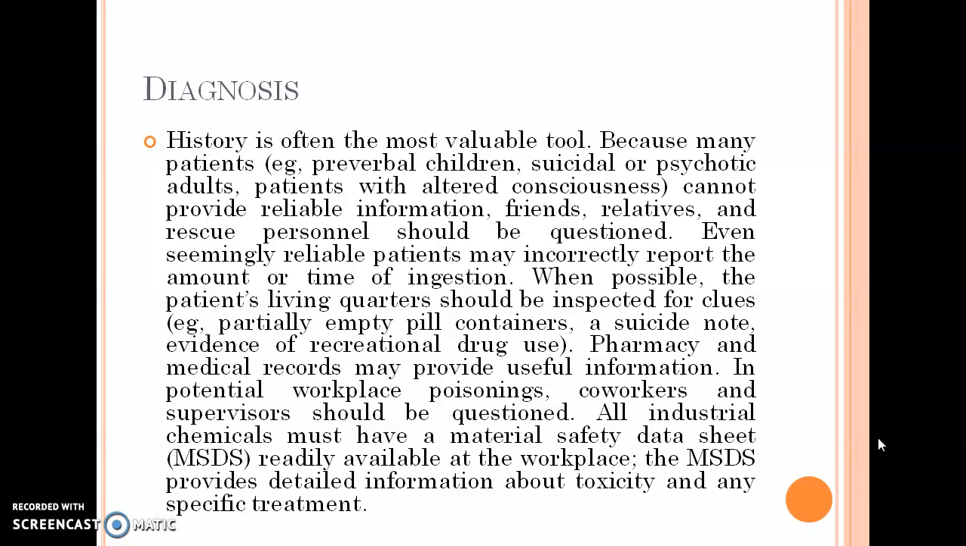Pharmacy and medical records may provide useful information. In potential workplace poisonings, co-workers and supervisors should be questioned. All industrial chemicals must have a material safety data sheet, that is MSDS, readily available at the workplace if such products are used there. The material safety data sheet provides detailed information about toxicity and any specific treatment if available.